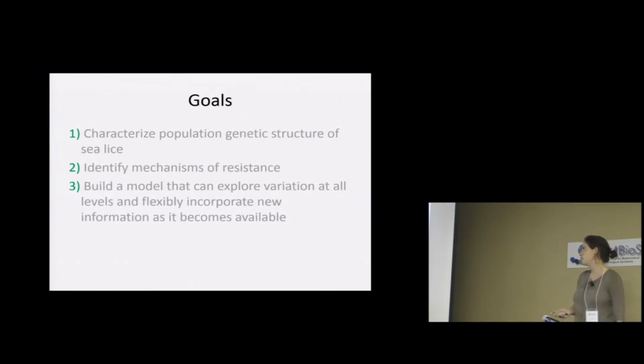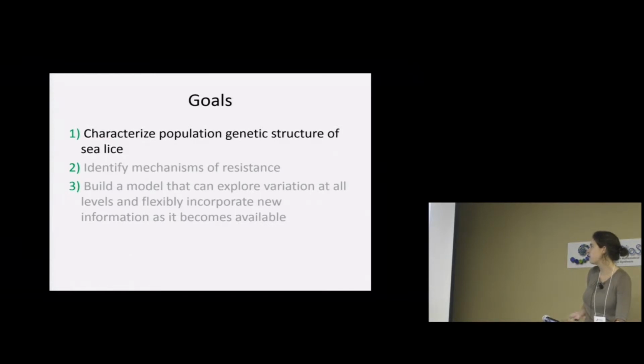So the goals of our project are first to fill these gaps. We want to characterize the population genetic structure. Secondly, we want to identify mechanisms of resistance, or at least have a few targets to explore further. And then finally, we want to incorporate this information into a model that can explore variation at all of these levels and that is flexible. So as we gain new information, we don't have to build a completely new model to incorporate that information.